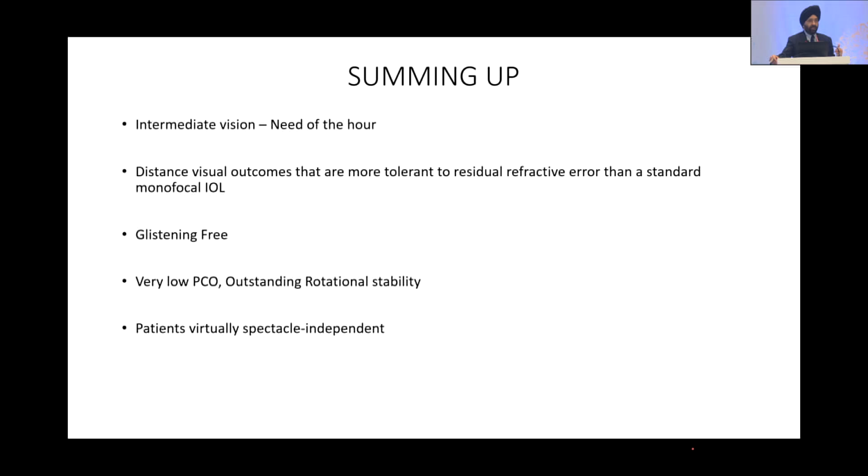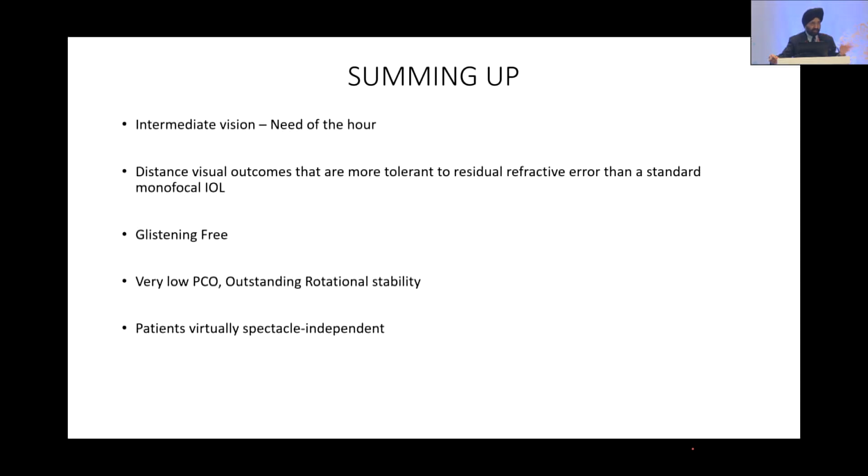The good thing that the company did was that this lens is not super highly priced as compared to a monofocal lens. It's only marginally higher. So I don't even discuss with the patient. My go-to lens, or in our centers, the go-to lens is a monofocal plus from the Eyhance variety, because we have had excellent distance visual outcomes.